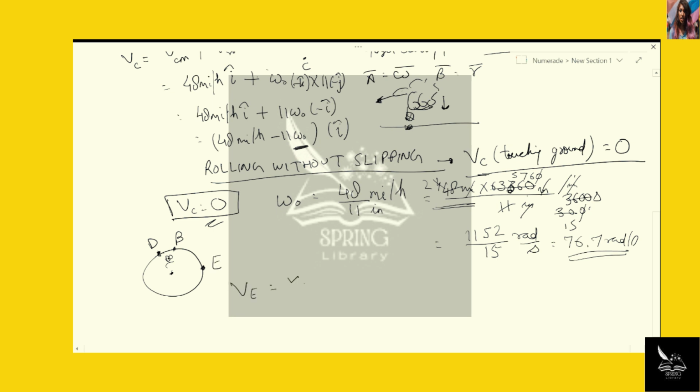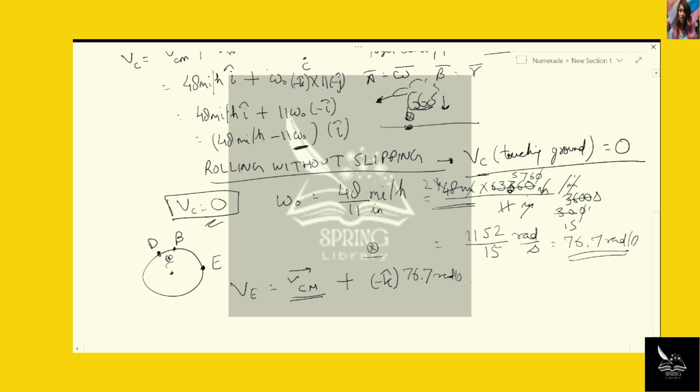The velocity of point E is, again, as I said, all points in a rigid body translate with the same velocity, the center of mass, plus omega cross R. So omega, as I said, is going down the plane, going inside this page. So minus K, remember, omega is in this direction. So this is minus K, and omega is 76.7 radians per second.